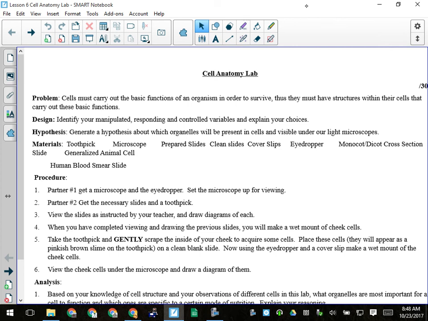And then we need how many controlled variables? Three. I gave you one already. These cells are all from what kind of organisms?